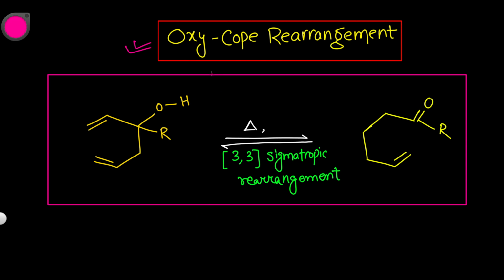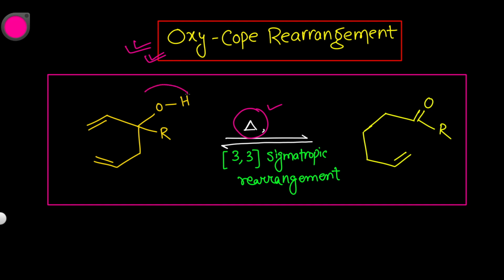Why not anionic oxy here? Because in this reaction we have only taken heat. There is no base we have taken. There is no base in this reaction. So that's why the reaction name is only Oxy-Cope rearrangement.